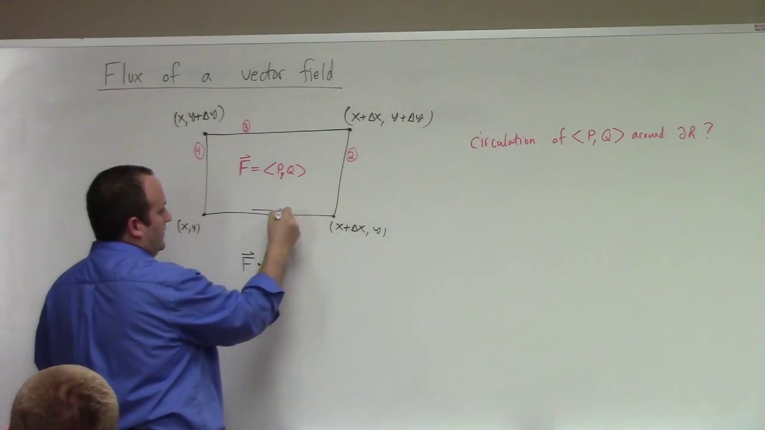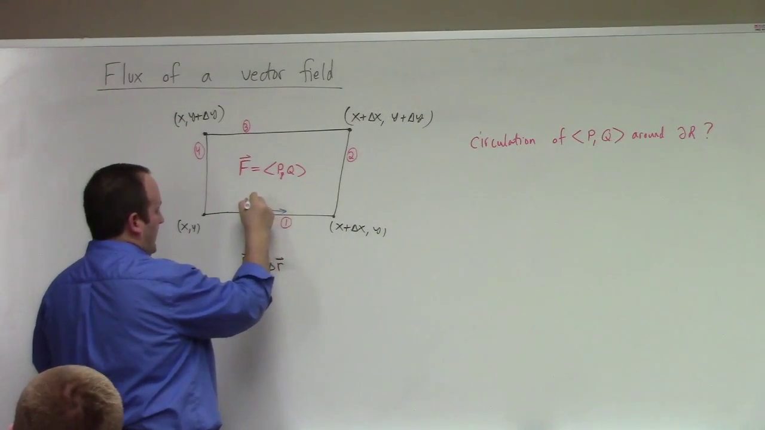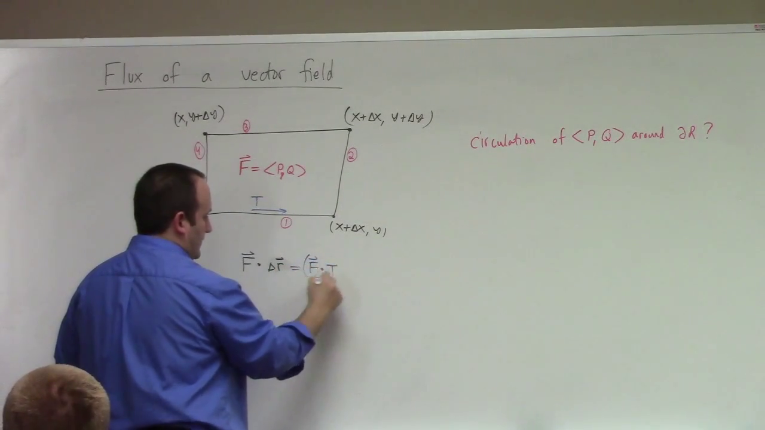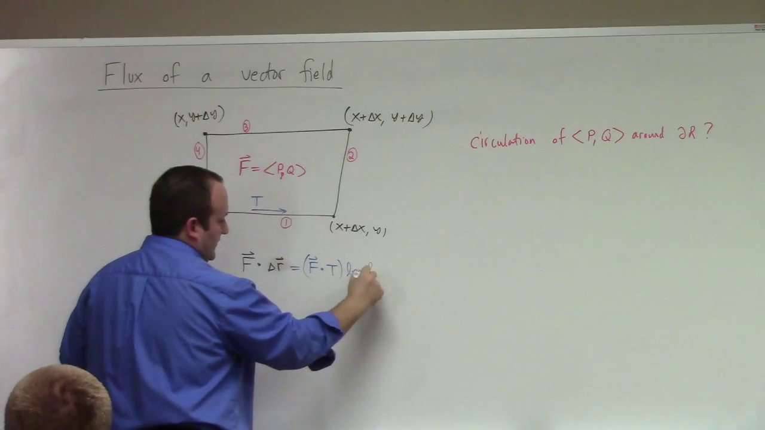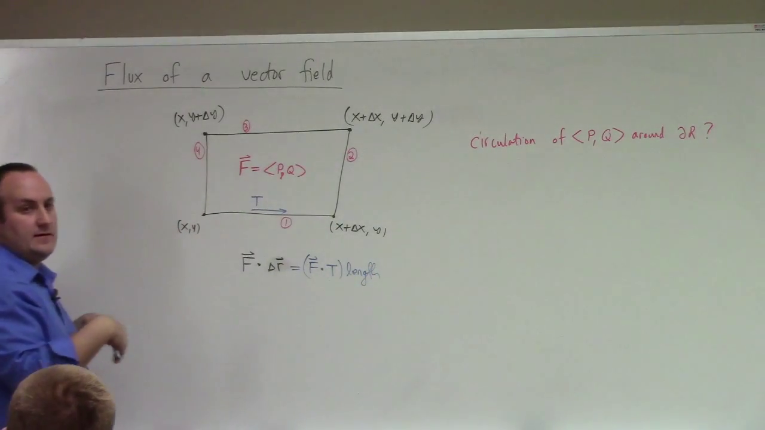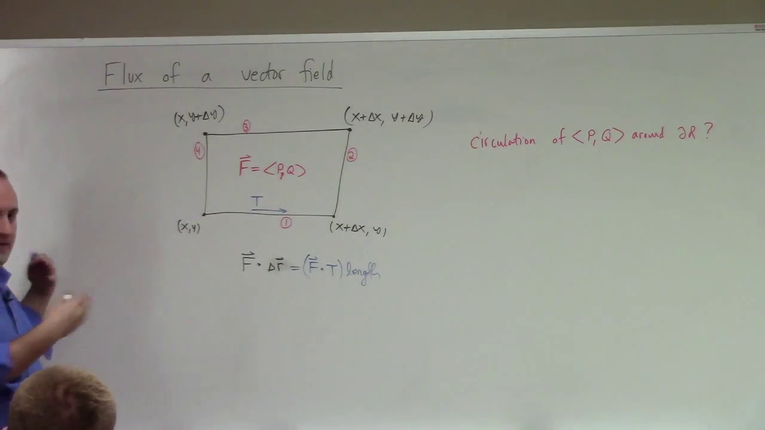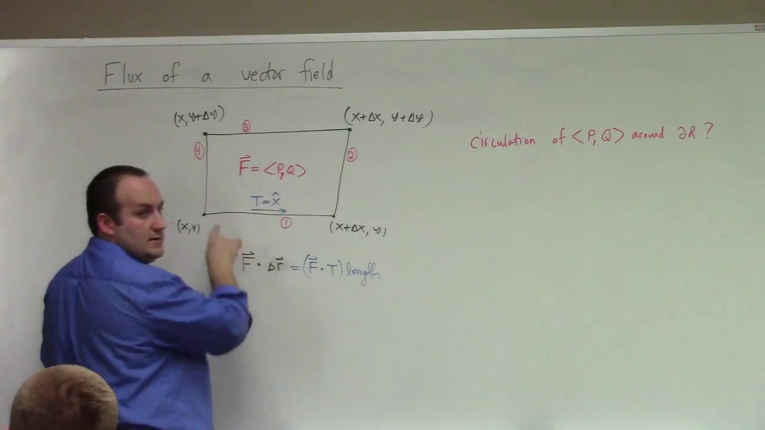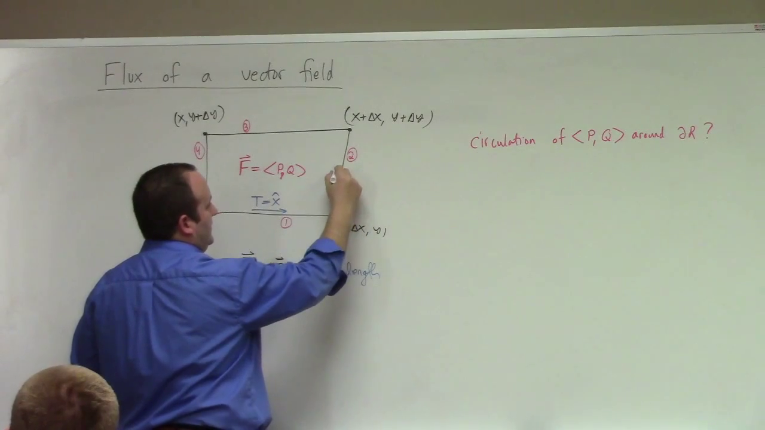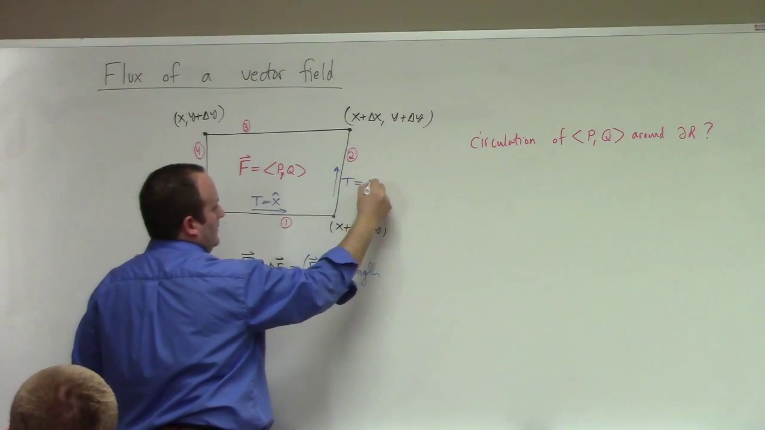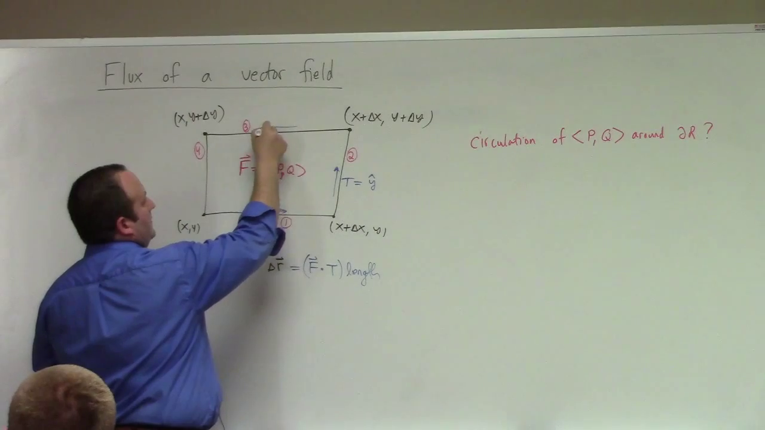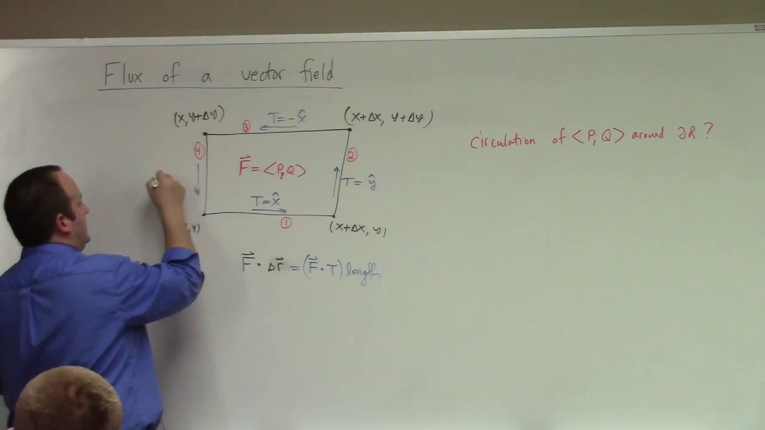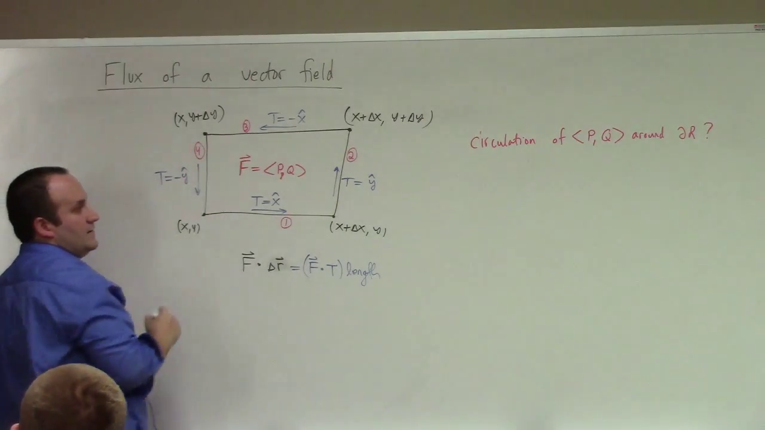So here we have T, or this would be F dot T times the length, just like before we calculated F dot n times the length. This time, F dot the unit tangent times the length. Here T is equal to x hat. Here, what's the unit tangent? Y hat. Here, T is equal to minus x hat. In case 4, the unit tangent is equal to minus y hat.